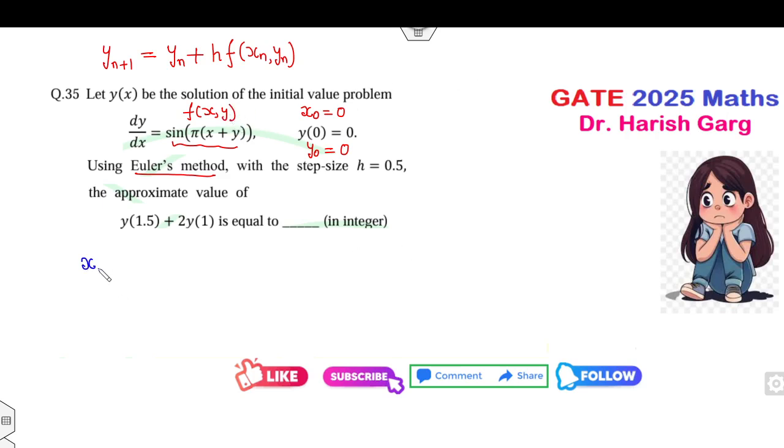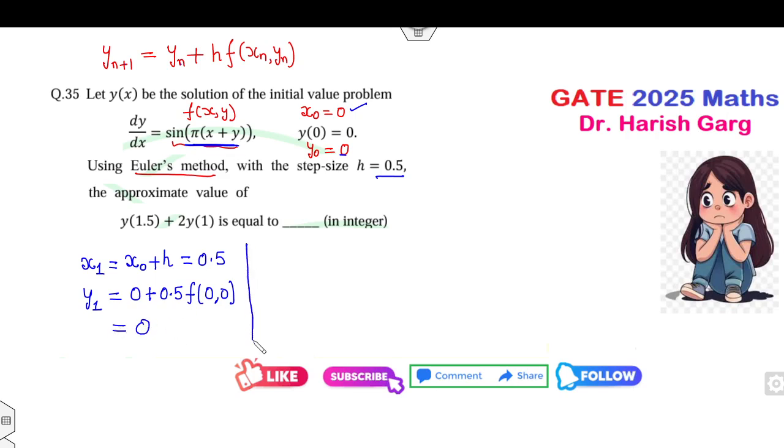So firstly we can calculate x1. x1 is x0 plus h. x0 is 0, h is 0.5. Fine. Then what is the value of y1? y1 is y0, which is 0, plus h f of x0, y0. The value of f(0, 0) is 0, so y1 is also 0.